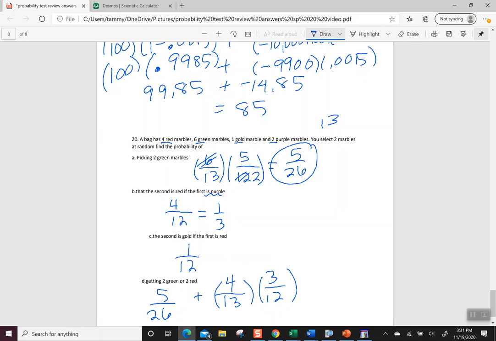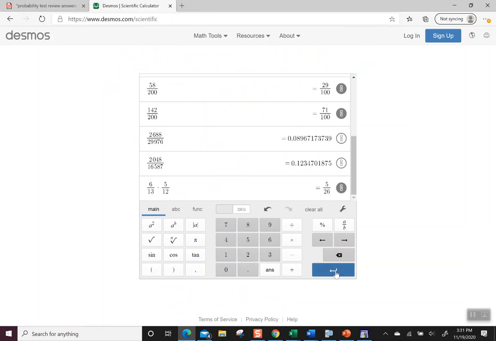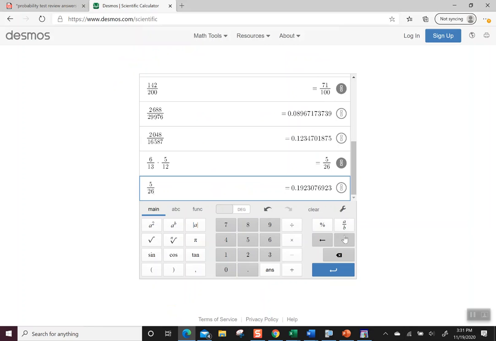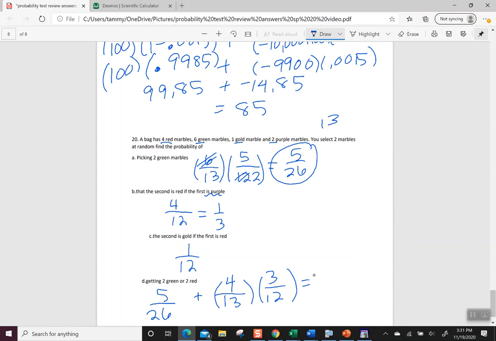and say, let's just go over, and we can make the whole thing happen over in Desmos. So in Desmos, I'm going to say 5 divided by 26, and then let's say plus 4 divided by 13 times 3 divided by 12. Okay, again, click it back over. It says 7 over 26. That's what we want to write.